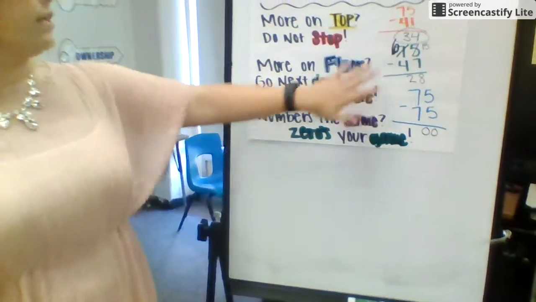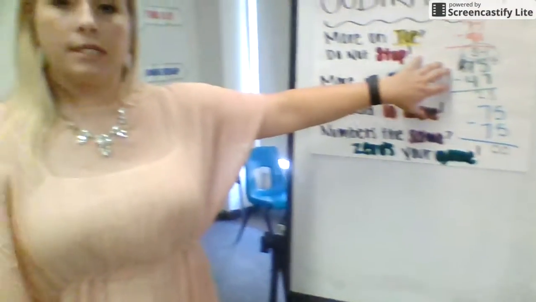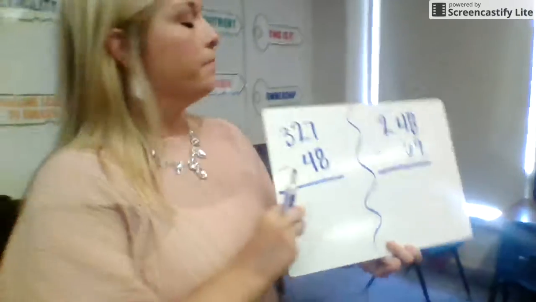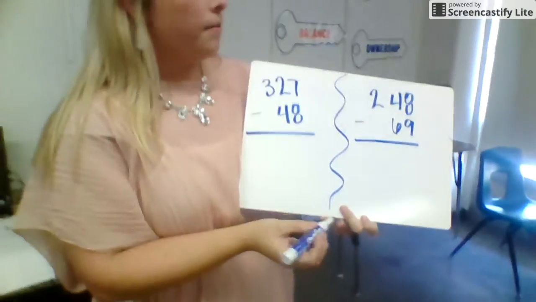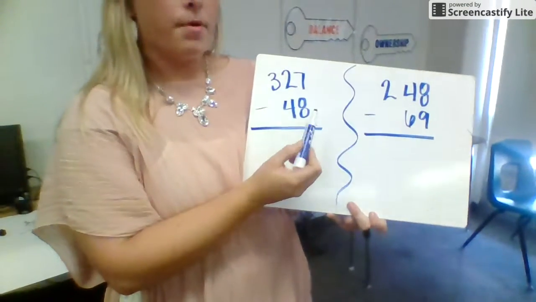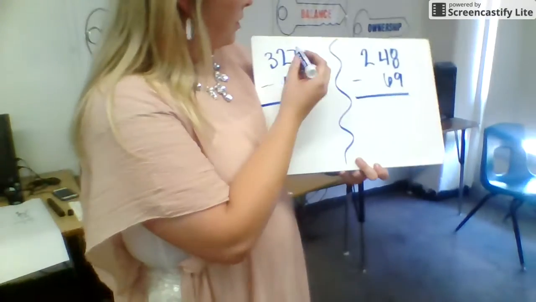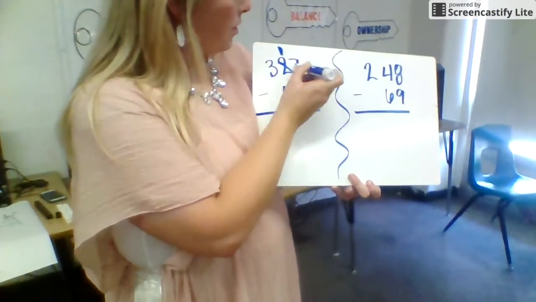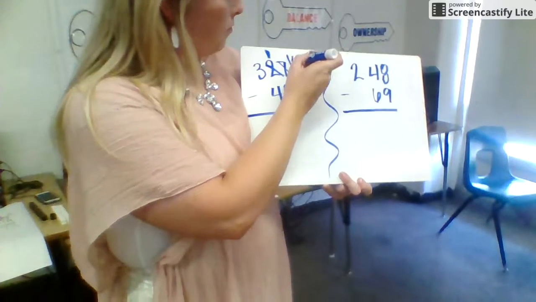So we did this with 2-digit. I want to show just a quick example of a 3-digit. Ms. Noonan ever so kindly gave me some examples for numbers. And big number on top, do not stop. Our big number is on the floor again, so we're going to go next door, bring that down to a 1, and we're going to add 10 more.